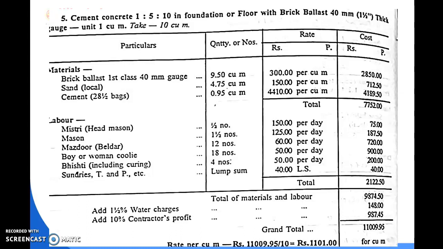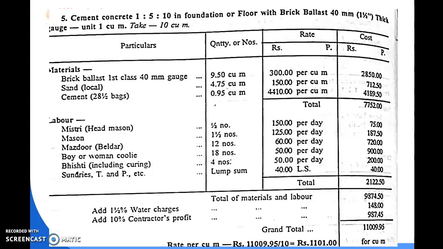So in case of material, here brick ballast for first class brickwork is used, which is 40 mm gauge. Okay, it is already mentioned in the question. So the quantity we already know, because for 1:5:10 the quantity of ballast is 9.50, given in the table, right? Then we discuss the sand part. The sand quantity is 4.75 cubic here. Then cement is 0.95 cubic or 28.5 bags. We consider it as such. Then we put the rate of the brick ballast, sand and cement.